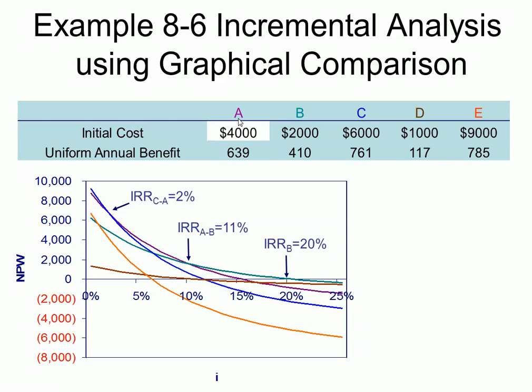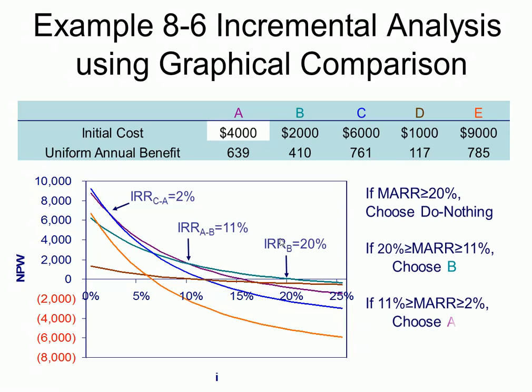And then the next one after B would be A, and so A would be the challenger, and A would be advantageous as long as we were between 11 and 2%. And then the next one after A would be C. So C would be better than A if our minimum attractive rate of return was smaller than 2%. And that's exactly what we have in terms of the decision rules.